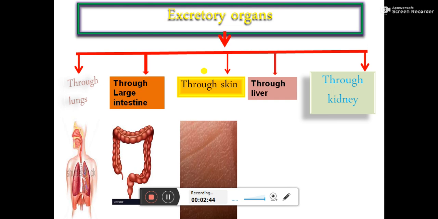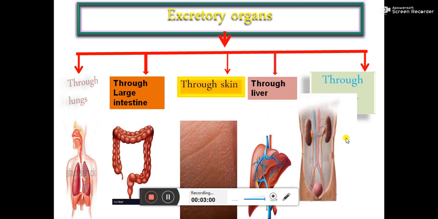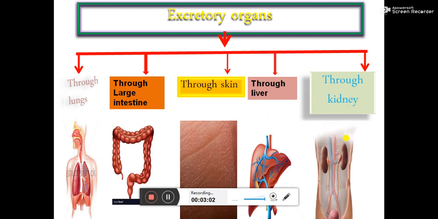Now about the liver. We know the liver is the largest gland of the body. It detoxifies and breaks down chemicals. The liver also produces bile. And the next, the most important, is the kidney. Actually, we understand the main excretory organ is the kidney. So we have taken a look at the excretory organs.